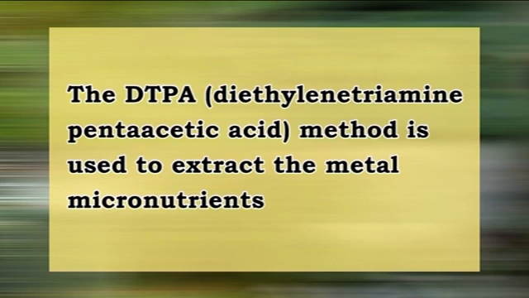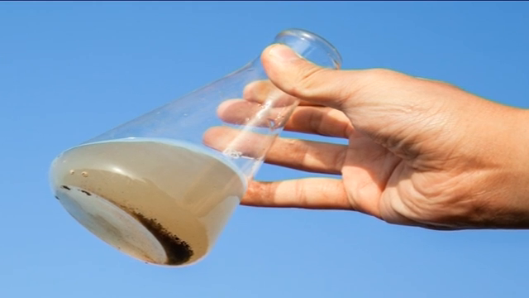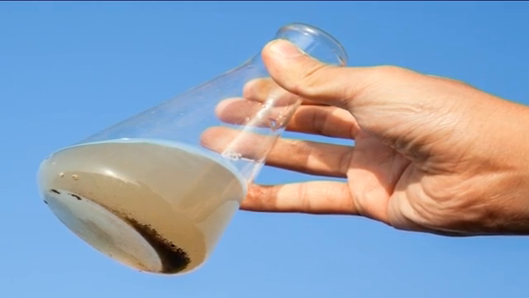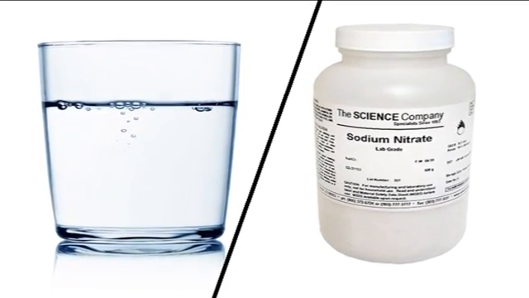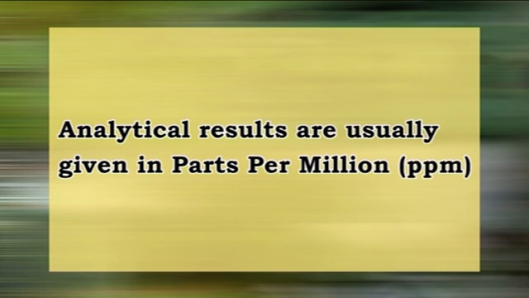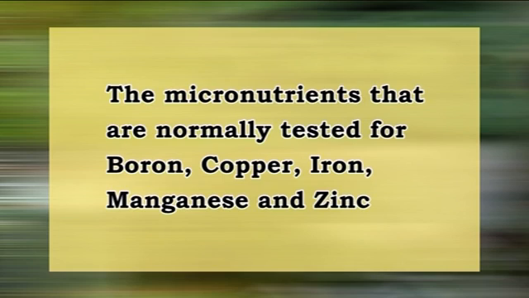field. The DTPA method is used to extract the metal micronutrients. Hot water is used to extract boron. Either water or sodium nitrate is used to extract chlorine. Analytical results are usually given in parts per million, that is ppm. No soil test has proven particularly useful in predicting the availability of molybdenum. The micronutrients that are normally tested for are boron, copper, iron, manganese and zinc.